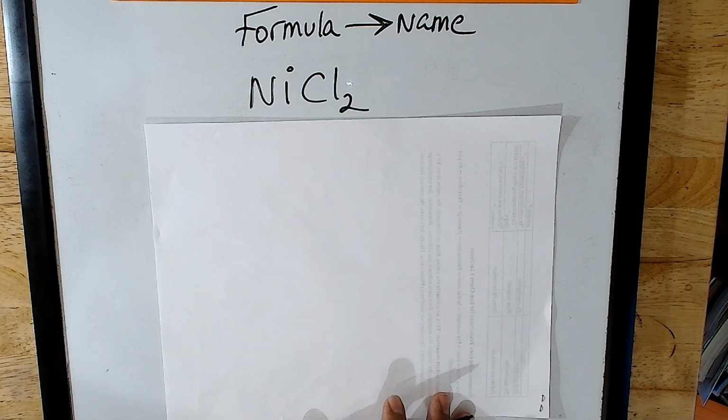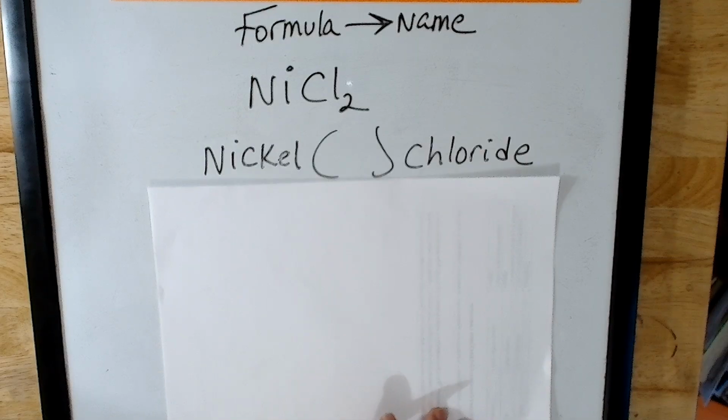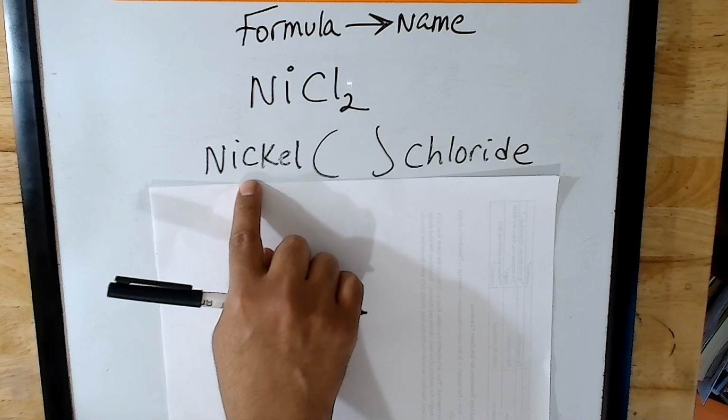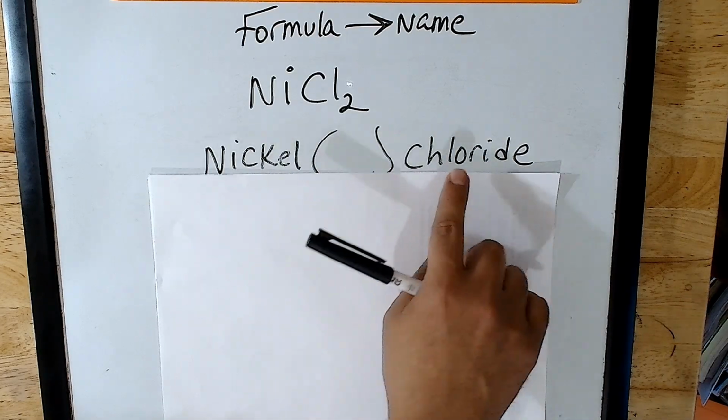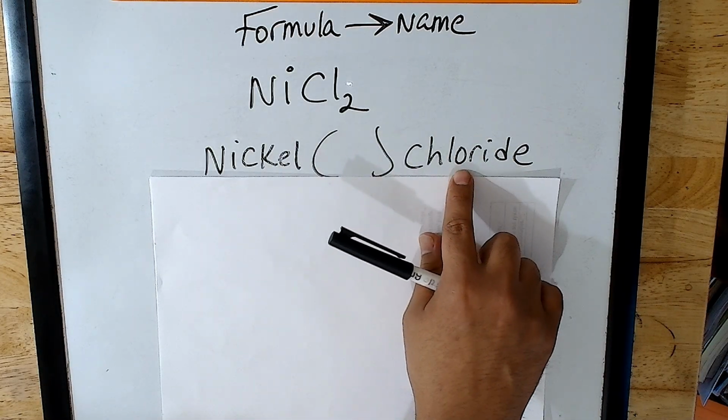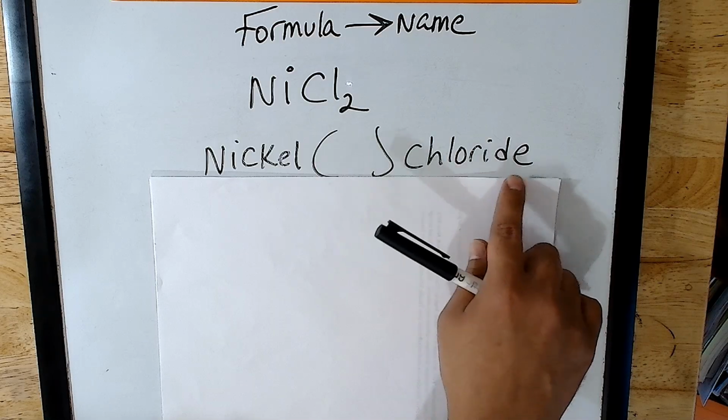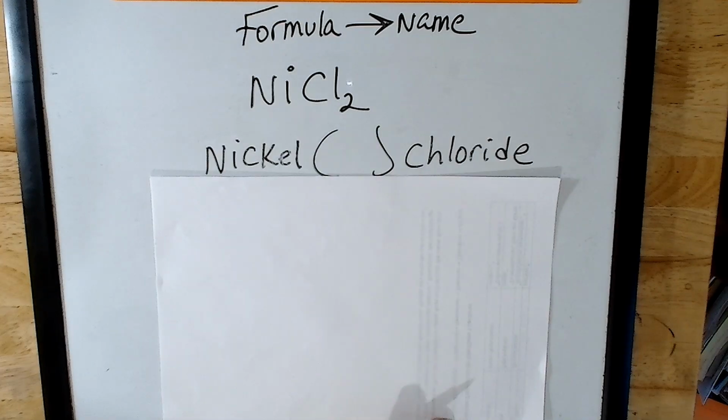So I already worked this example. You can stop it and you can try yourself. Remember that the first thing that you do, you name the first element or polyatomic ion, and then you name the second element or polyatomic ion. If it's an element, you're going to change this into -ide.